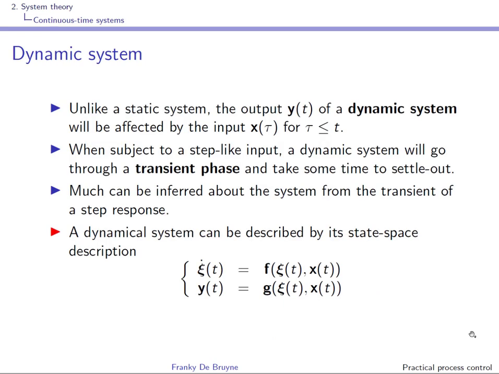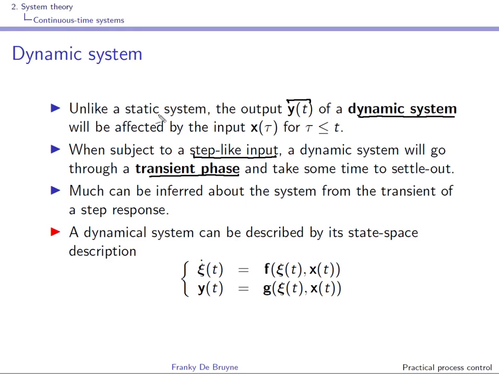We've just considered the step response. In the next section, we'll consider the step responses of dynamic systems. A dynamic system is a system for which the output at time t depends on the input at time t, but also on the input before time t. Such a system has memory. When it is subjected to a step-like input, such a system will go through a transient phase and finally the output will settle out.